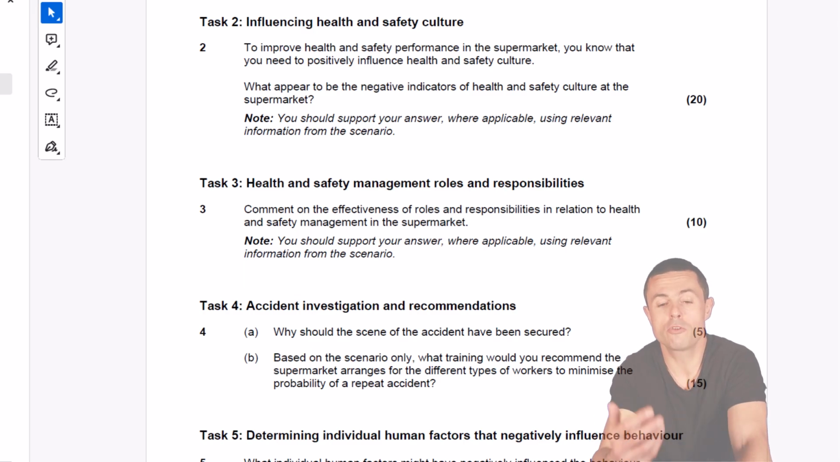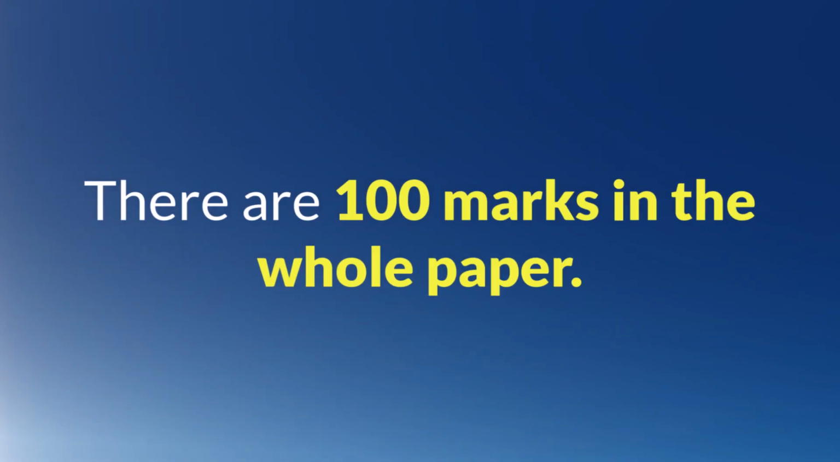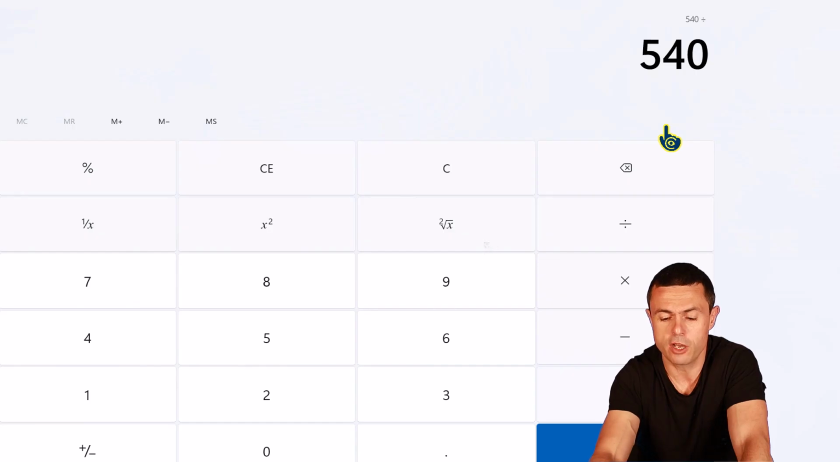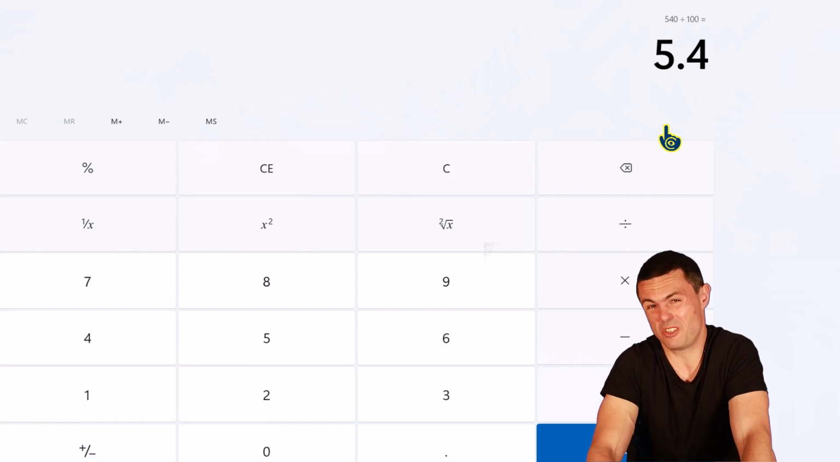Now the exam is divided up into questions, and each question has a number of marks available. So let's say you're going to tackle this culture question here, which is 20 marks. To find out how much time to give a 20-mark question, you have to calculate how much time you give each mark. There are 100 marks in the whole paper. So you take the number of minutes that you worked out, in this case 540, and divide 540 by 100, and that gives you 5.4 minutes per mark, which is roughly 5 minutes, 25 seconds. Something like that.